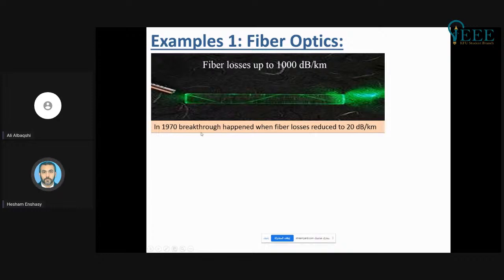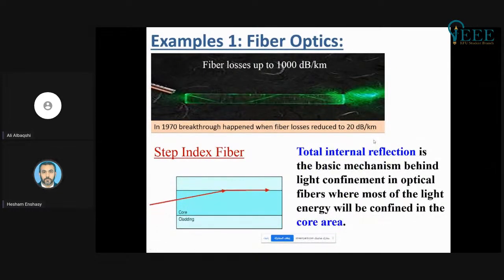In 1970, a breakthrough happened when fiber losses were reduced to 20 dB per kilometer, and they managed to do that using what we call step index fiber. In step index fiber, basically, they make two media of glass to contain the light. The first medium is called the core of the fiber. The second medium, which is around the core, is the cladding. So if you come with a certain angle that makes total internal reflection, then this light will be contained inside the core area and it will not escape from the core to the cladding.